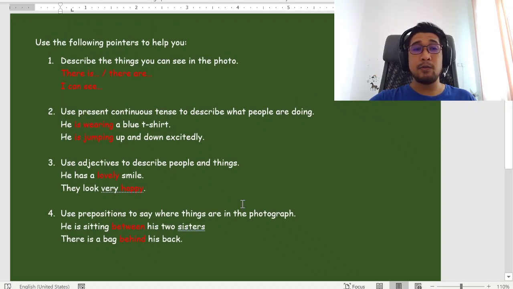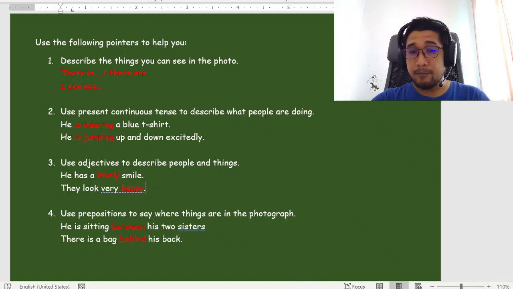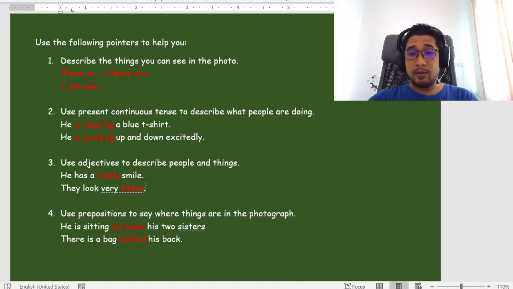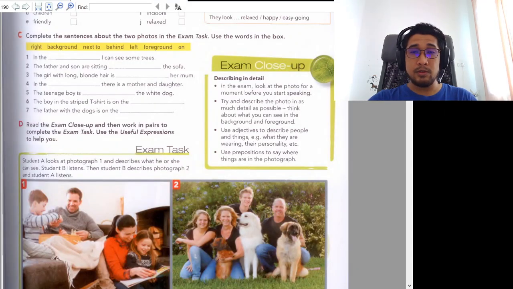So these are the 4 pointers or tips that can help you to describe photographs. Not just photographs, actually you can use to describe pretty much everything there is. Okay, so that's all for the notes. Let's go to your textbook.